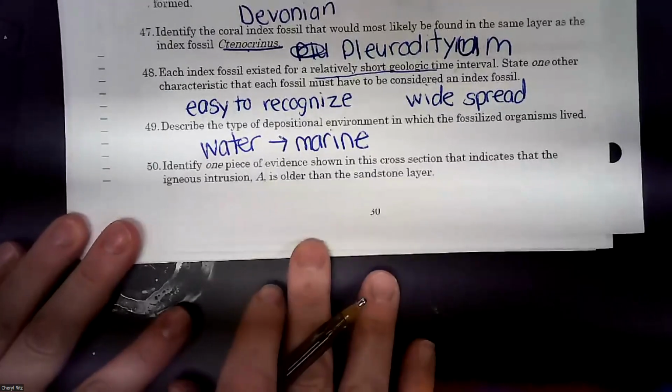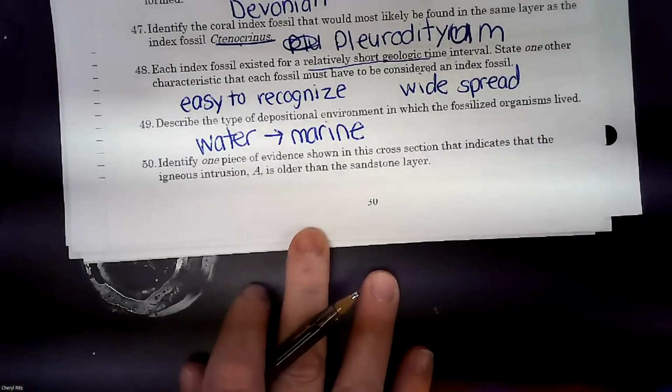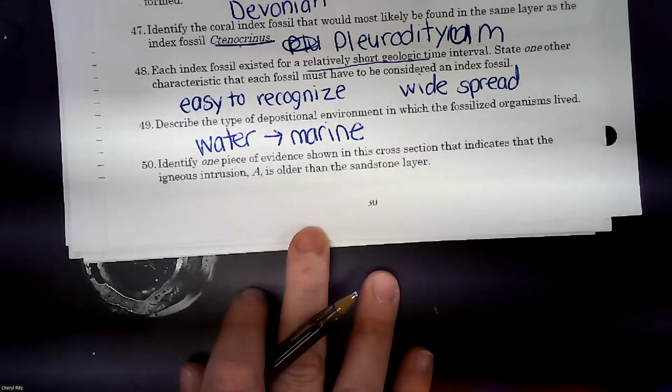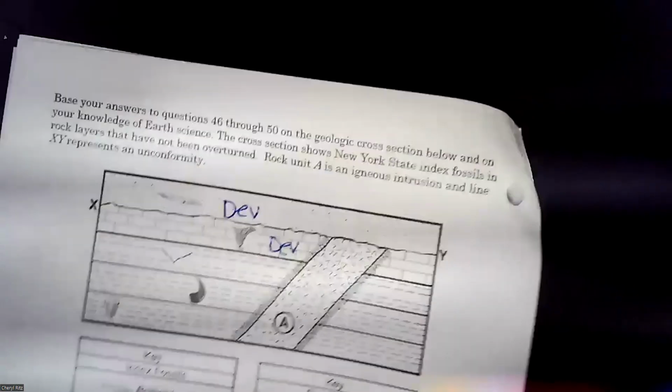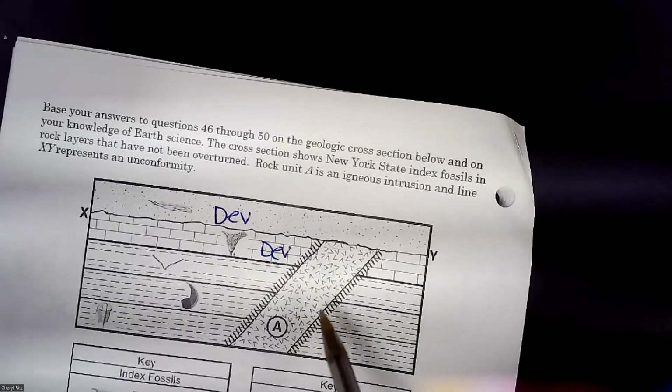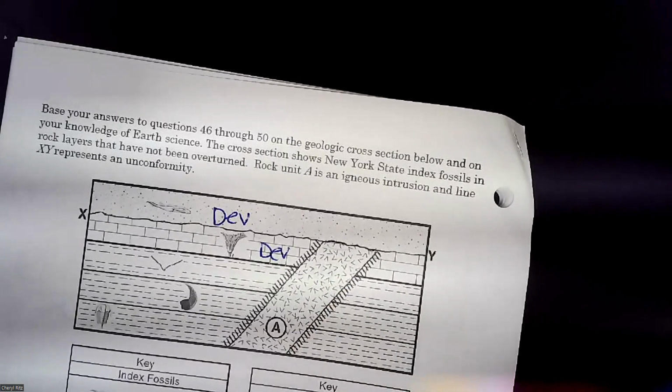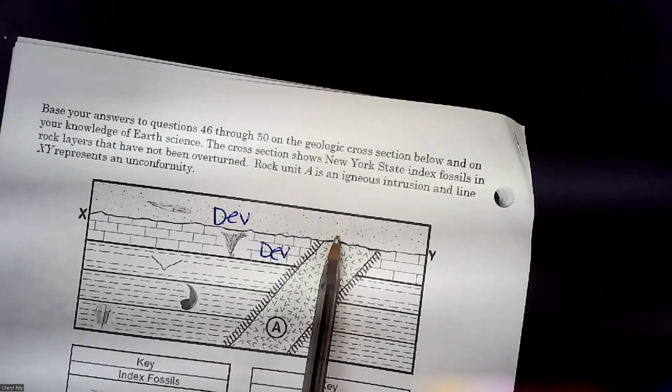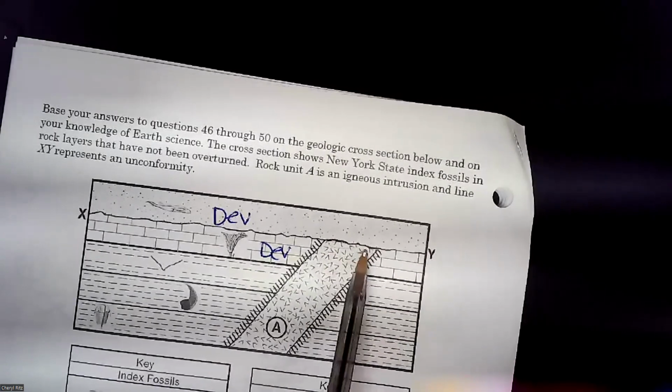And finally, name one piece of evidence shown in the cross section that indicates that the intrusion A is older than the sandstone. And they should have reworded this. Is this an intrusion or an extrusion? How do you know? Looks like an extrusion at least. It's an extrusion because there's no hairs.